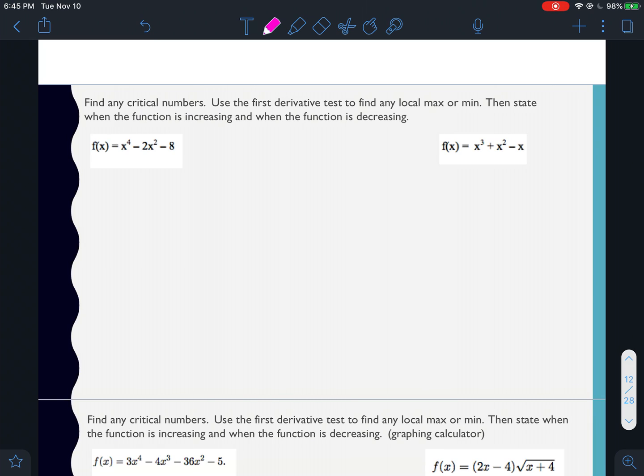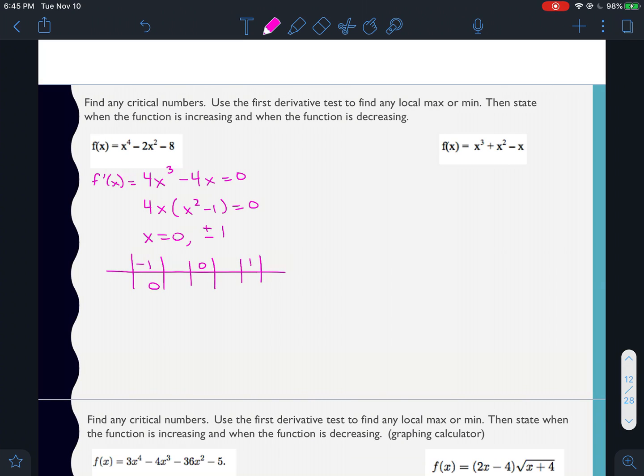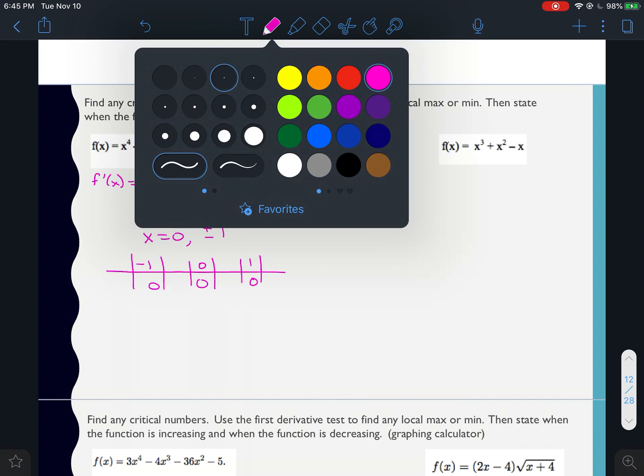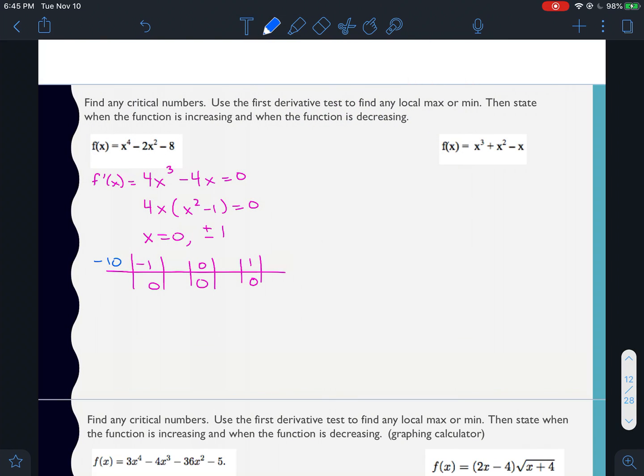All right. So find any critical numbers and then use the derivative test to find any local mins or local maxes, and then state where the function is increasing or decreasing. So critical numbers first, that would be when the derivative is 0 or undefined. So 4x cubed minus 4x equals 0. We can factor out a 4x, and we would have x squared minus 1. So x is either equal to 0 or plus or minus 1. So we'll make a sign chart, negative 1, 0, and 1. So that's where my derivative is 0. So those are my critical numbers.